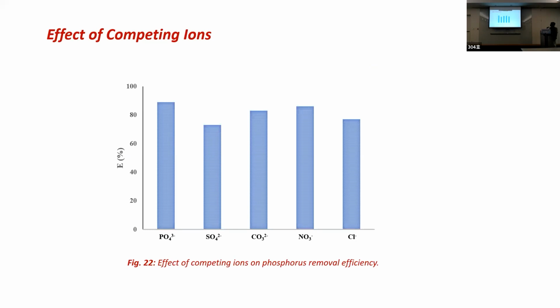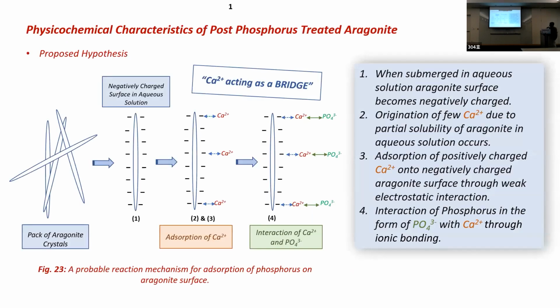And now the effect of other ions. I checked, and sulfate is the only one which considerably competes with the phosphorus, and hence reduces the phosphorus efficiency. In the presence of sulfate, the phosphorus efficiency was reduced by almost 15-20%. So in the solution, the sulfate and phosphate, of course, will compete with each other for the adsorption process.